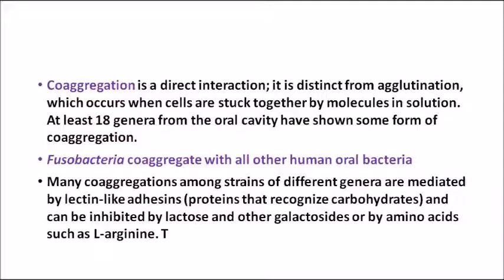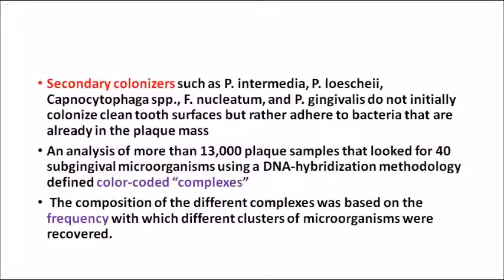So many co-aggregations are helped by lectin-like adhesins, and they can be inhibited by lactose and other galactosides, or also by amino acids like arginine. So co-aggregation is helped by lectin-like adhesins and inhibited by lactose, galactosides and arginine. We already said primary colonizers are Streptococcus, Neisseria, Veillonella, such species.